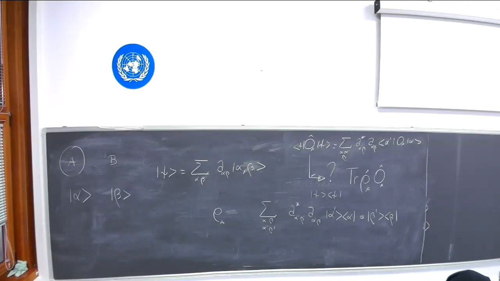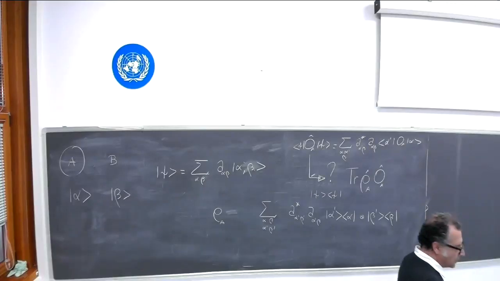I have a question. Yes? Is it the same thing when we write the trace of rho A times OA or the trace of OA times rho A? It's the same because they commute. Okay, so you have a cyclic property of the trace, so you can just swap this, okay? So it's the same.